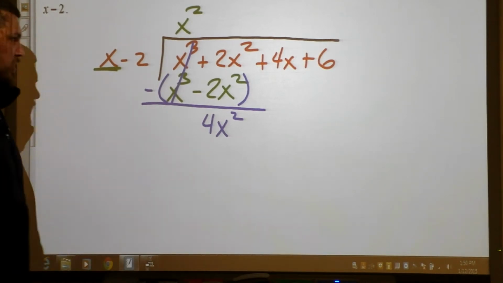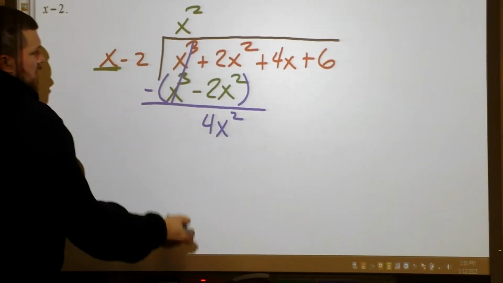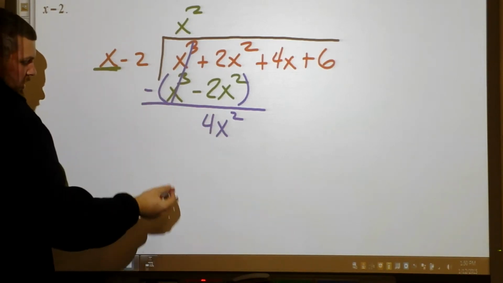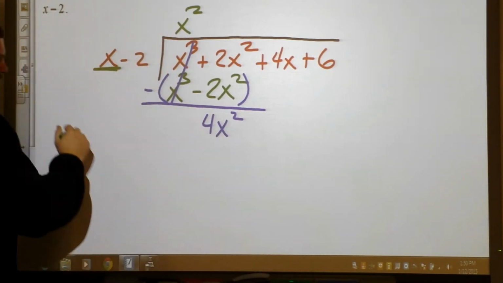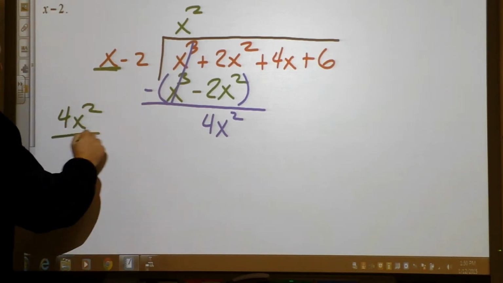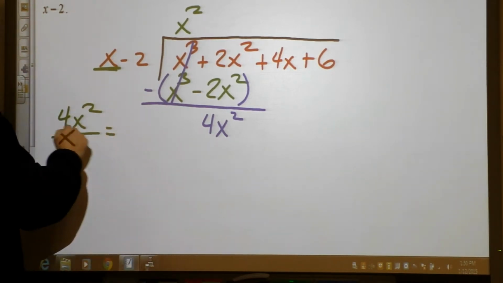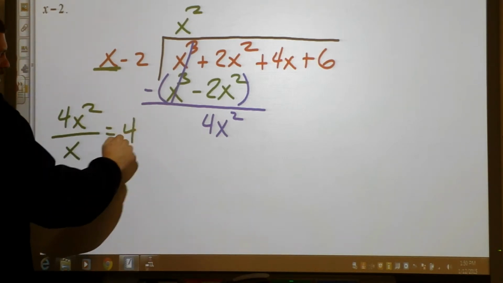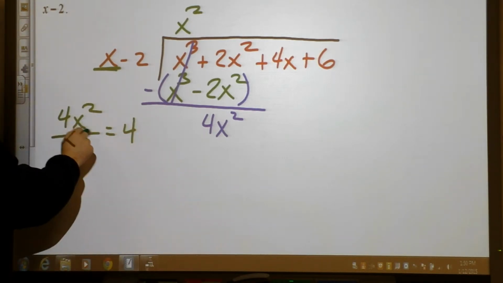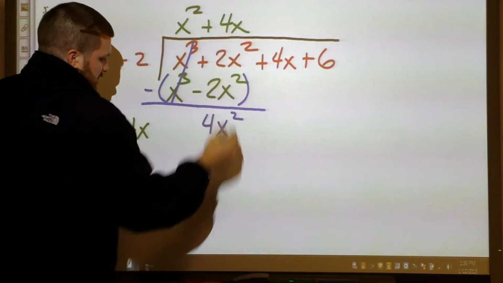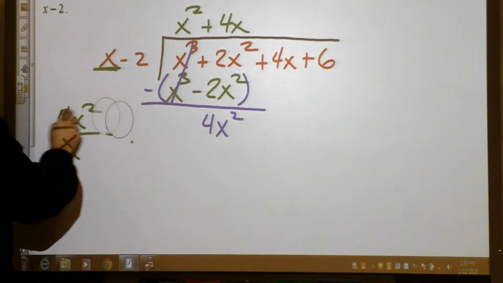And now we just repeat the process. So I'm looking for how many times will x go into 4x squared. So again, if you need to do some scratch work on the side, do some scratch work on the side. Some of you won't need to. So there's nothing to affect the 4, so that's just going to come out. And x will go into x squared x times. So plus 4x goes up top. I'm done with my scratch work.